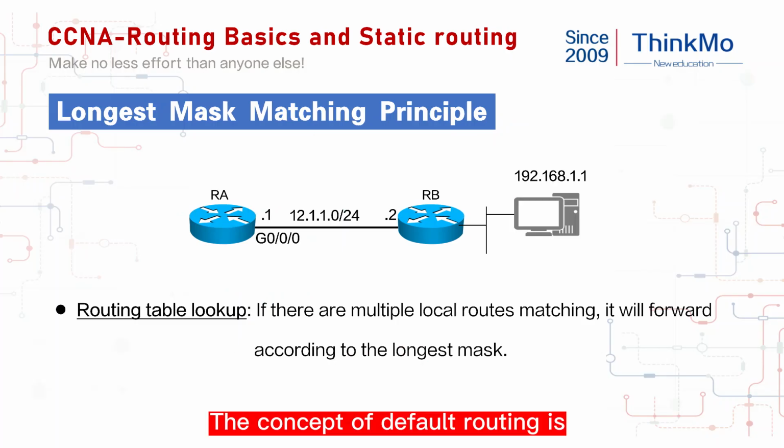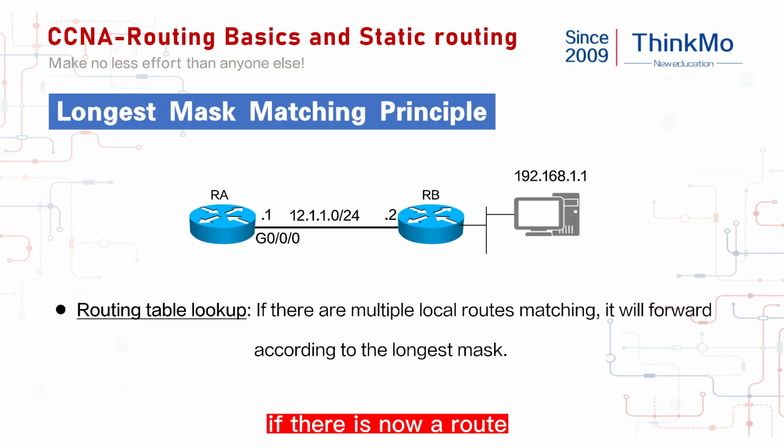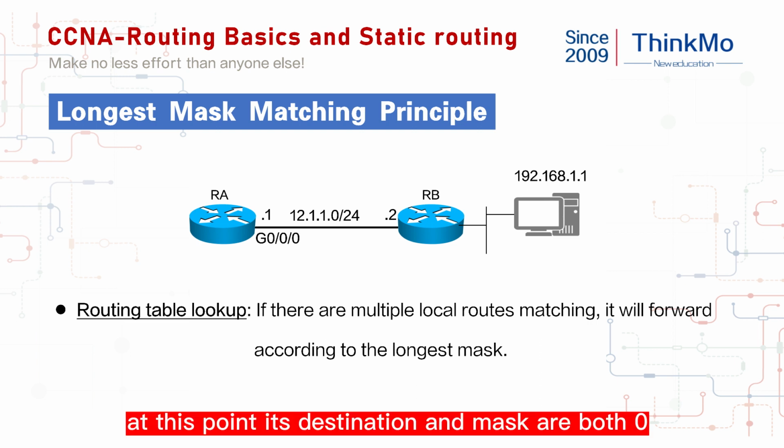The concept of default routing is, if there is a route whose destination and mask are both 0.